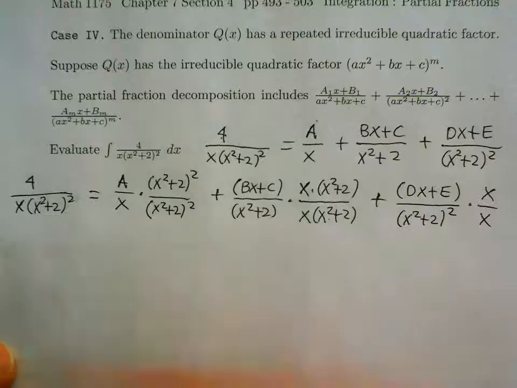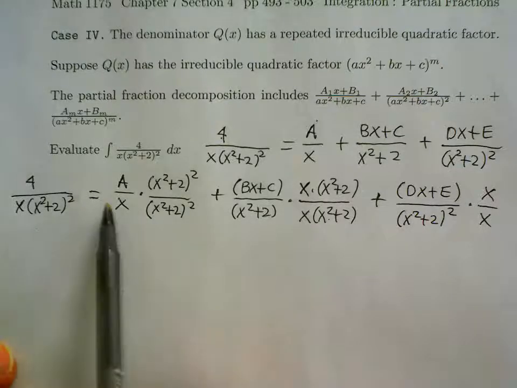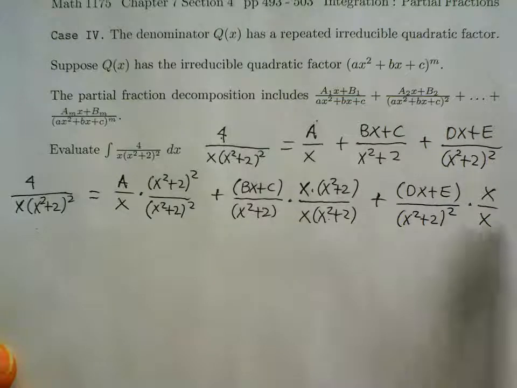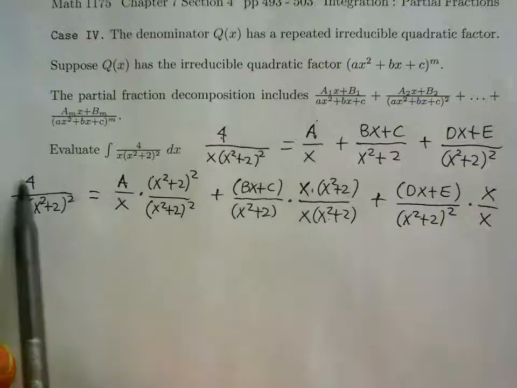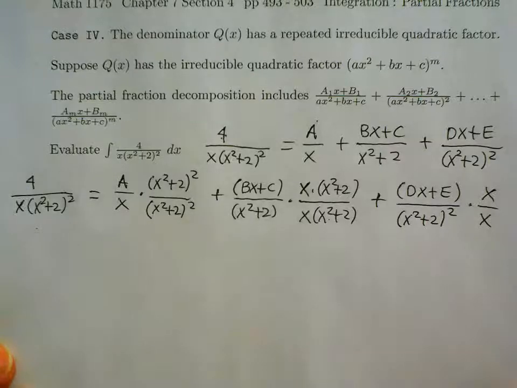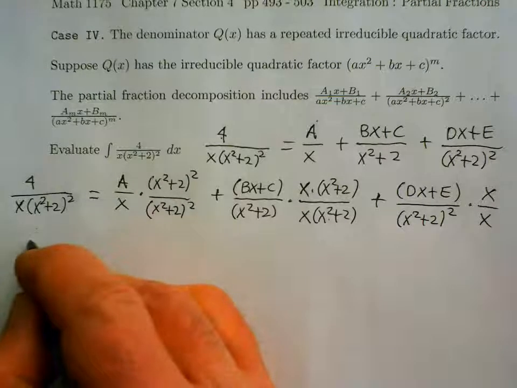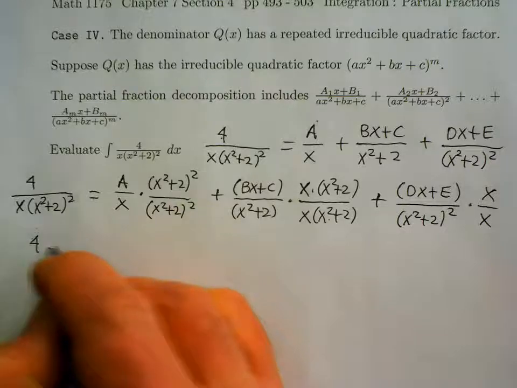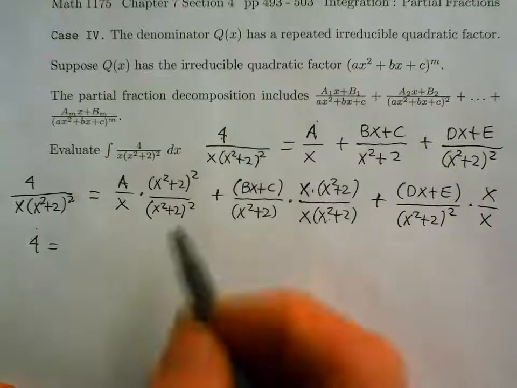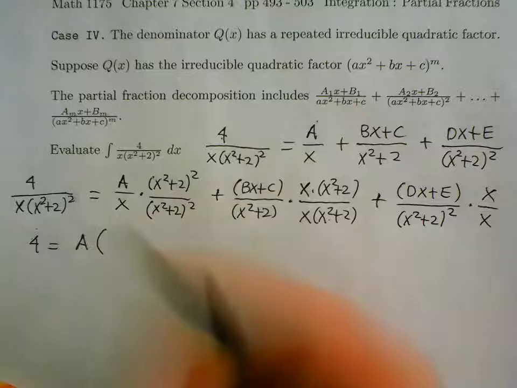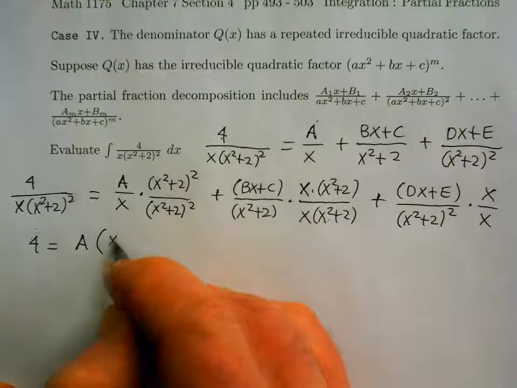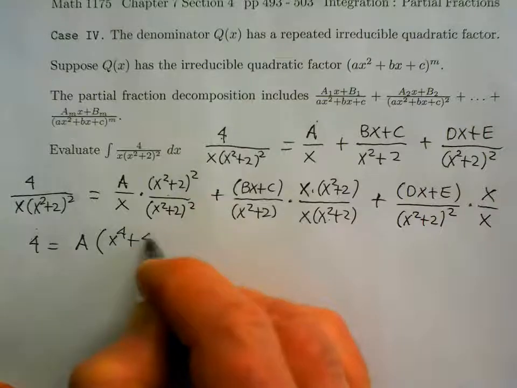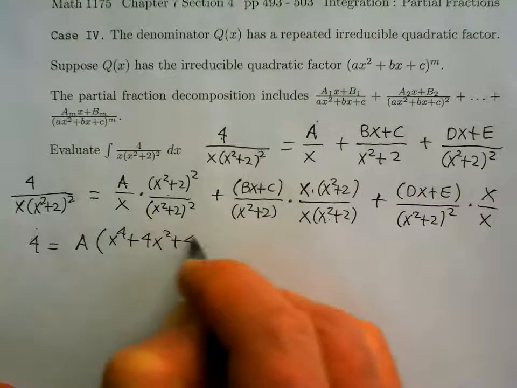Now let's just focus on the numerators. Since the fractions have a common denominator, the sum of the numerators has to add up to 4. Okay, when we square the quantity x squared plus 2, we get x to the 4th plus 4x squared plus 4.